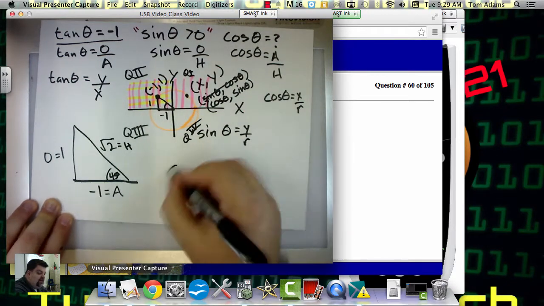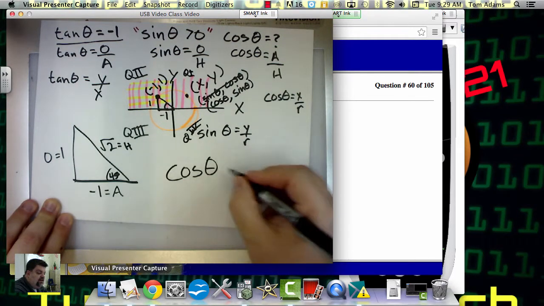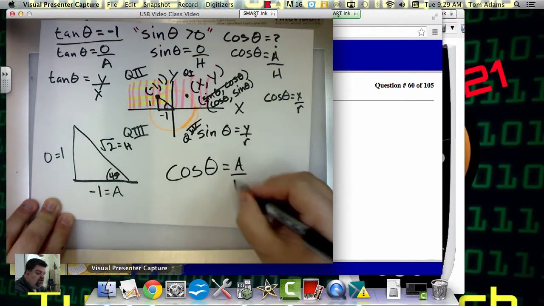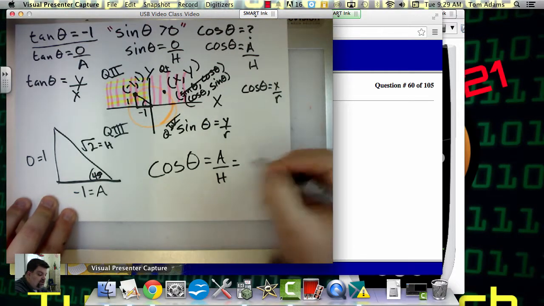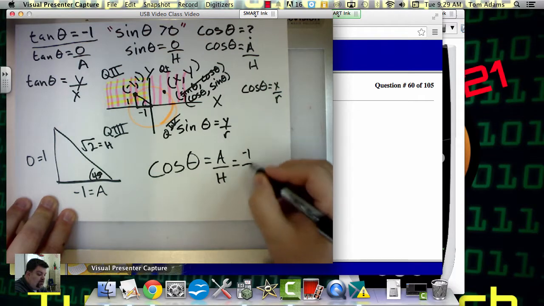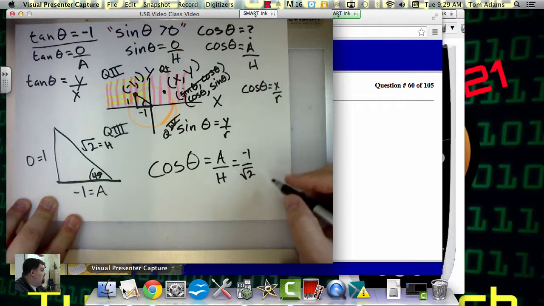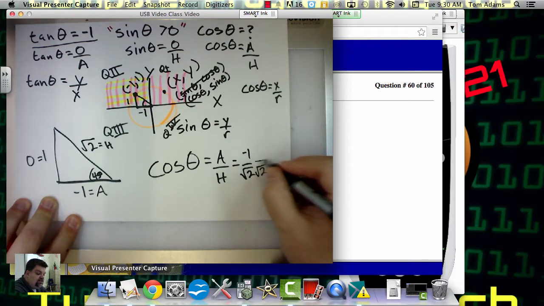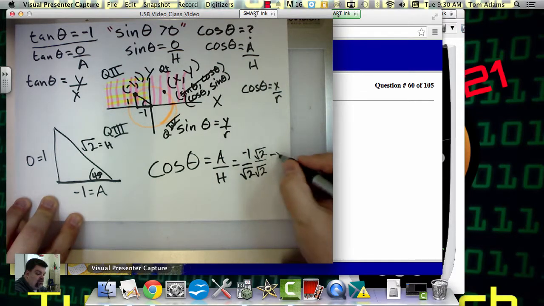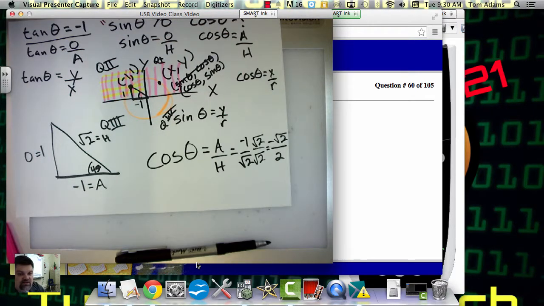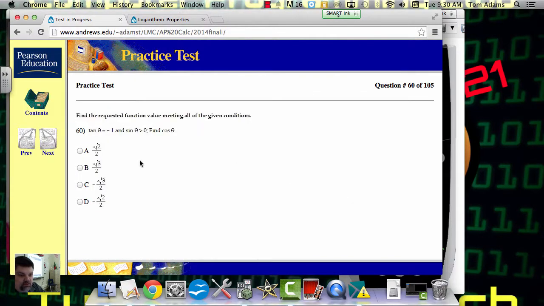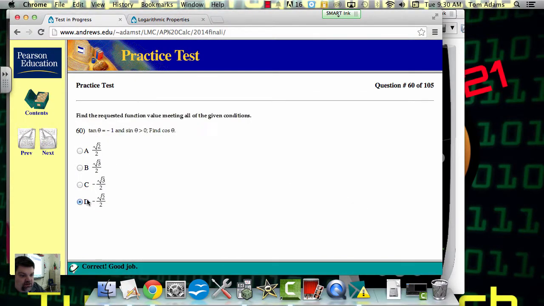So we wanted cosine. Well, cosine of theta is equal to the adjacent over the hypotenuse, which is equal to -1 over the square root of 2. We don't like square roots in the denominator, so we rationalize. And so we get -√2 over 2. Let's see if that's one of our options. That's G. Negative square root of 2 over 2.